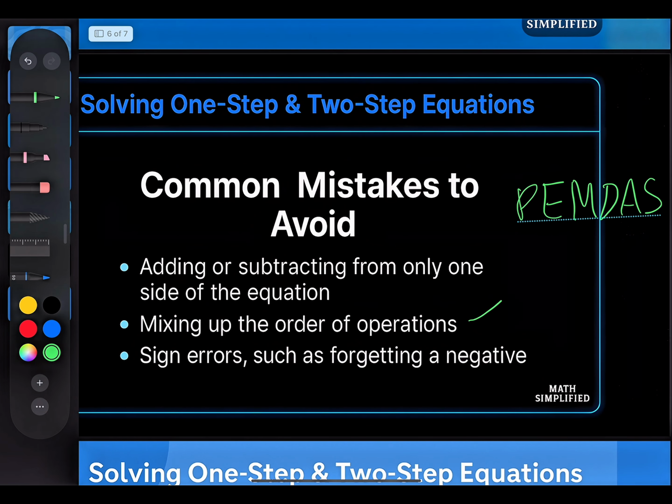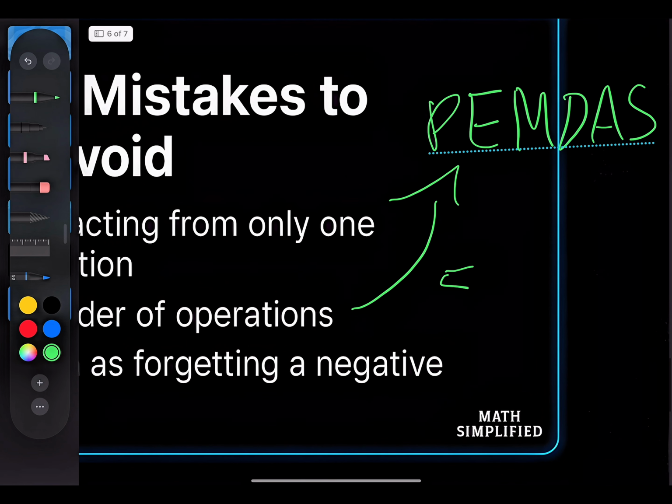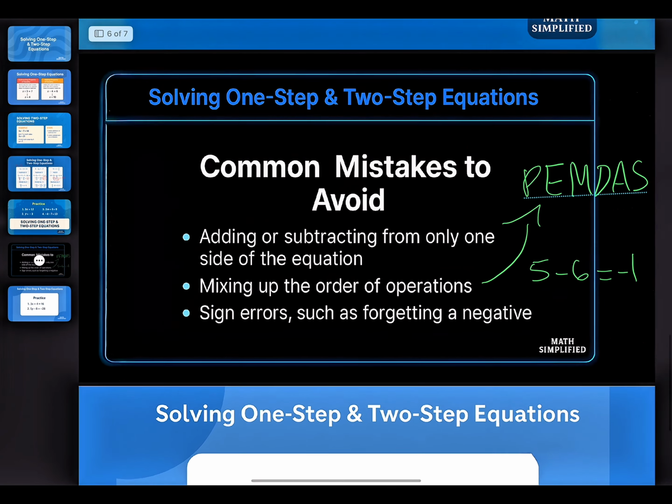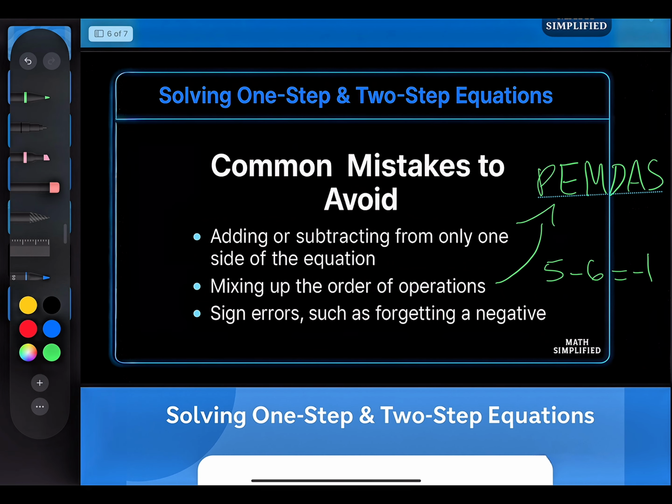Then afterwards, we have sign errors, such as forgetting a negative. You can never forget a negative when you're solving these equations. For example, 5 - 6, you cannot say it's 1, it's -1. It completely changes the solution of the equation, okay? So yeah, that's what you gotta know for common mistakes to avoid.